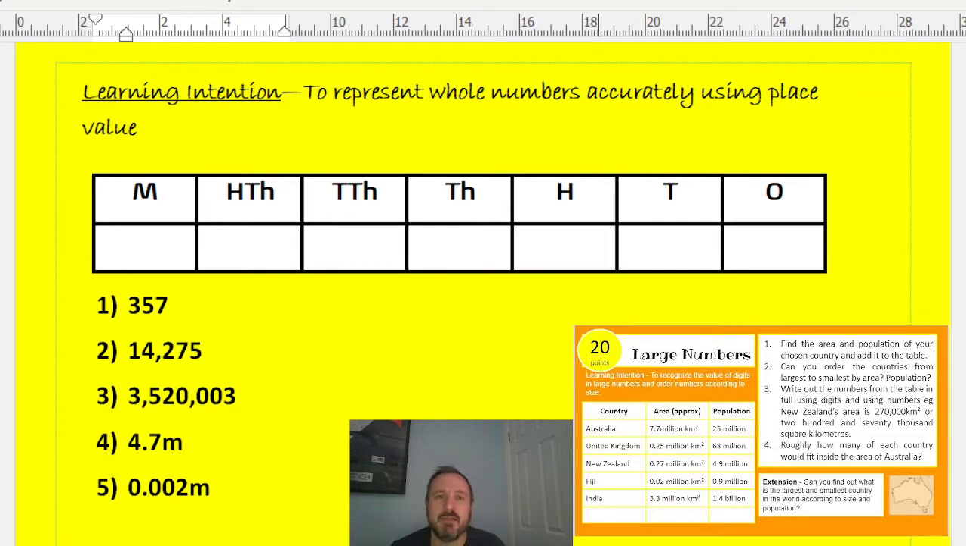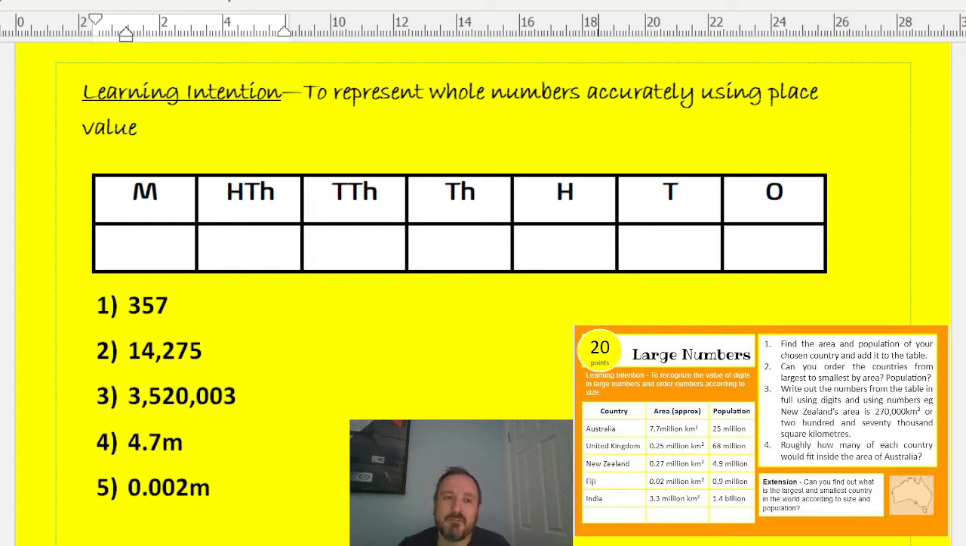So you can see at the top of the page I've got a place value chart with the O representing ones, the T representing tens, the H representing hundreds, the TH representing thousands, then the TTH representing 10,000s, the HTH representing hundred thousands, and the M representing millions.